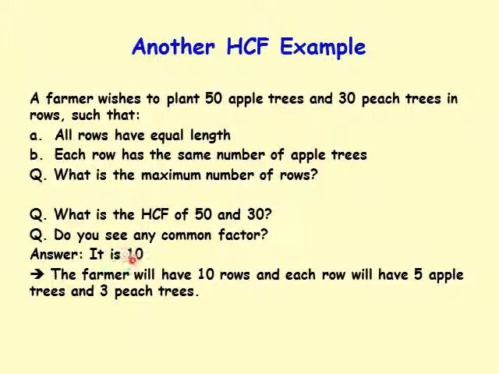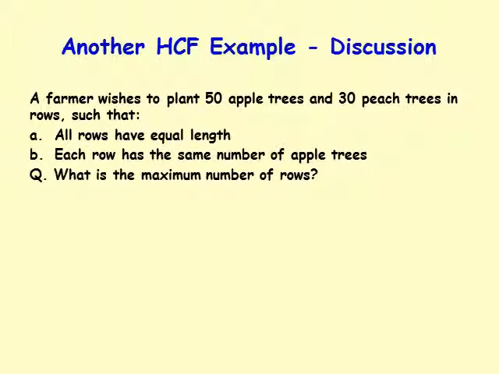So we'll have HCF is 10. We have 10 rows, and there were 80 trees here, 50 plus 30. So each row would have 8 trees, 5 apple trees and 3 peach trees. Okay, let us continue.